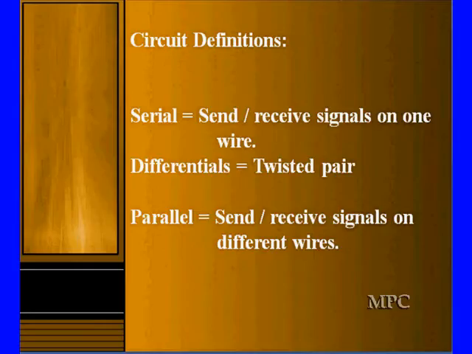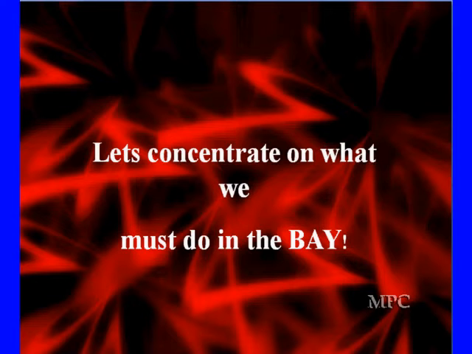Serial circuits have send and receive signals on one wire. Differentials are twisted pair, and they need 2 mirror images of each other to work. Parallel send and receive are on different wires or different combinations.